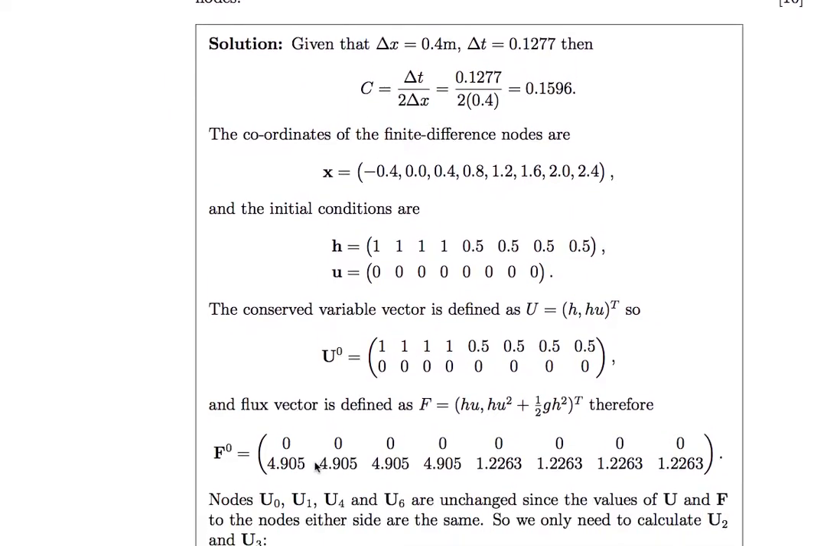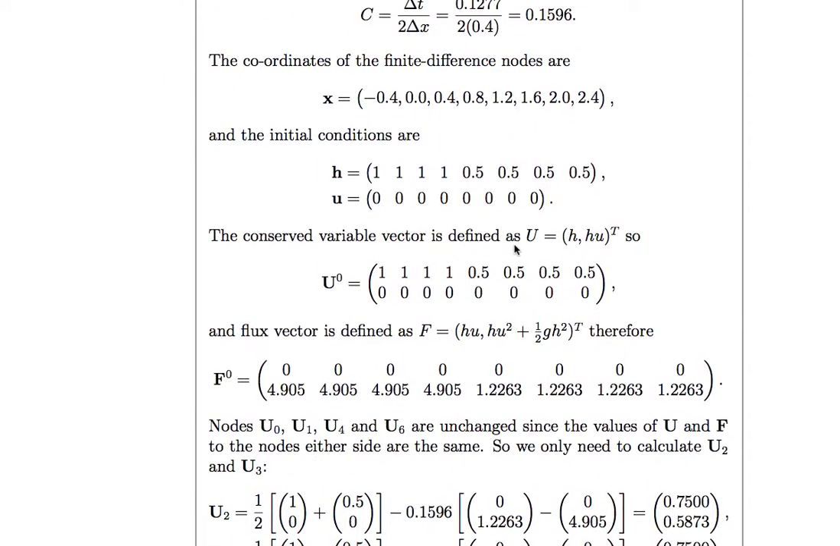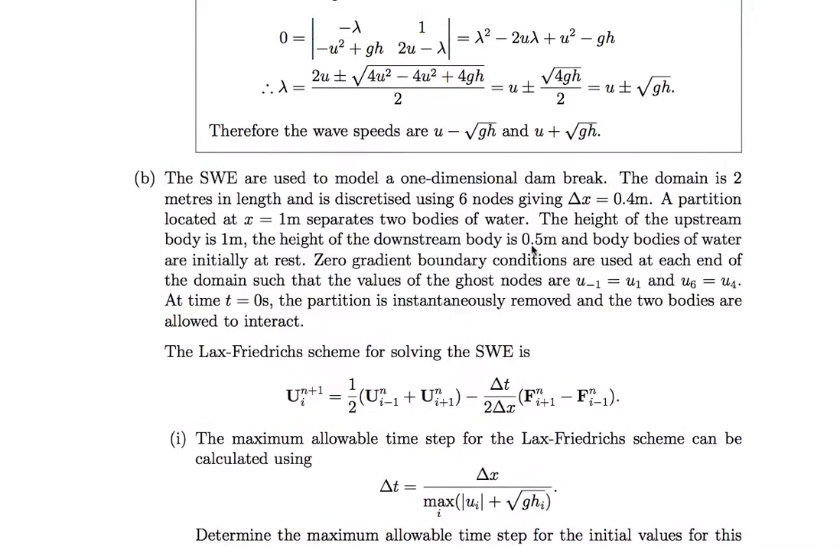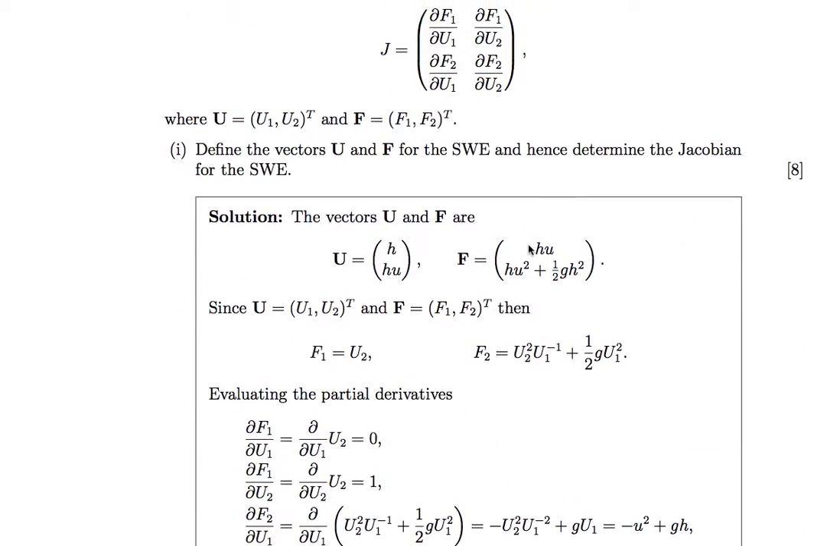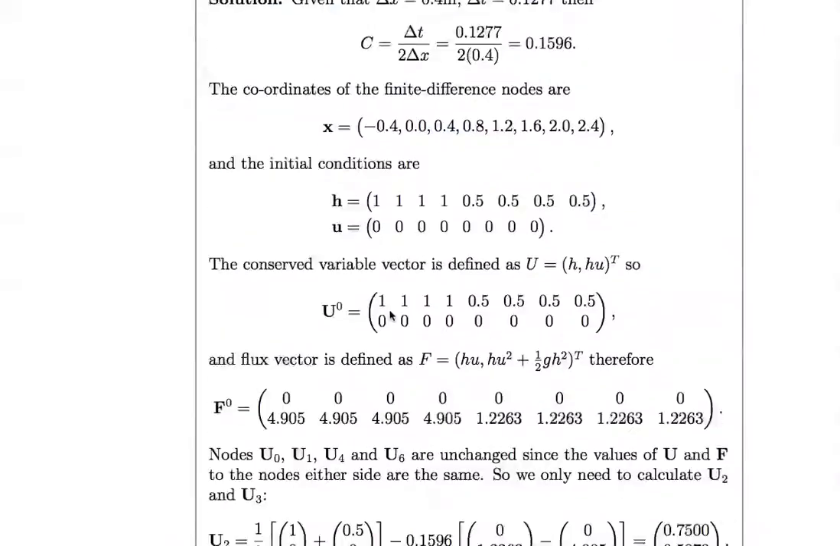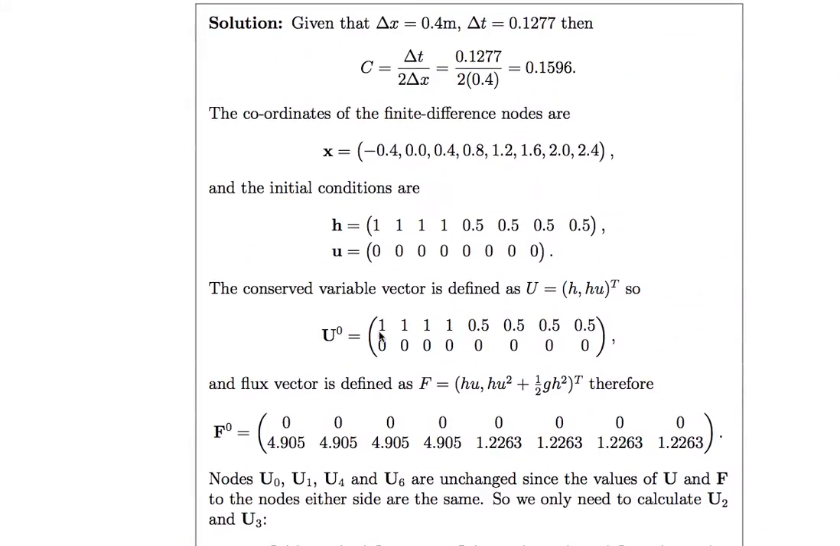Next thing we have to do is construct the conserved variable vector, which, if I just scroll all the way back up, is this vector here, h and hu. Okay, so that's fairly easy. The top line of the conserved variable vector is just h. Now the second line would be h times u, but of course u is just zeros, so that's going to be 0.